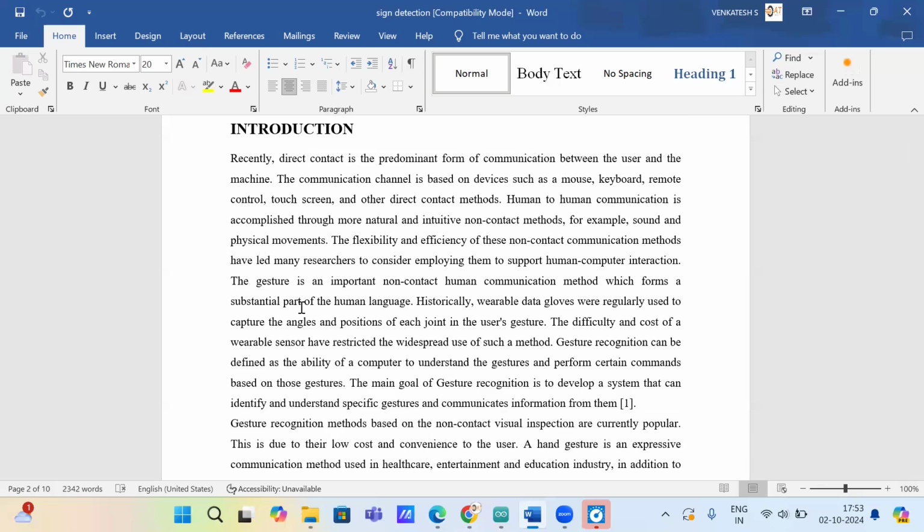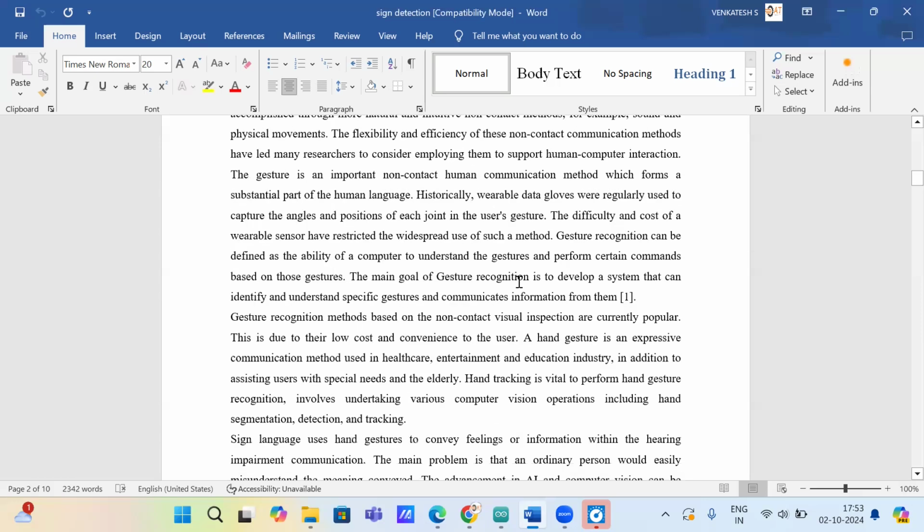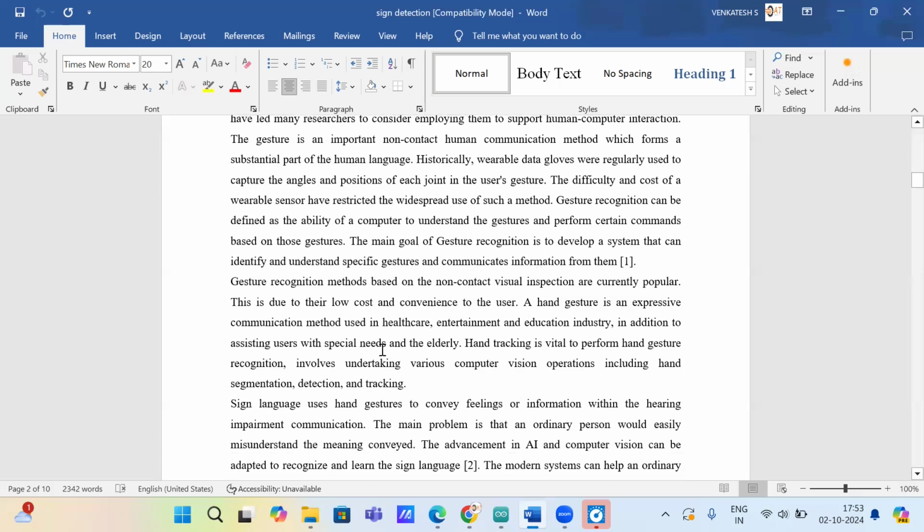Human-human connection is accomplished through more natural and intuitive non-contact methods, for example, sound and physical methods. The difficulty and cost of wearable sensors are restrictive. These gestures allow a virtual computer to understand commands from a distance and perform certain tasks based on those gestures. The main goal of gesture recognition is to develop a system that can identify and understand specific gestures and communicate information from them.